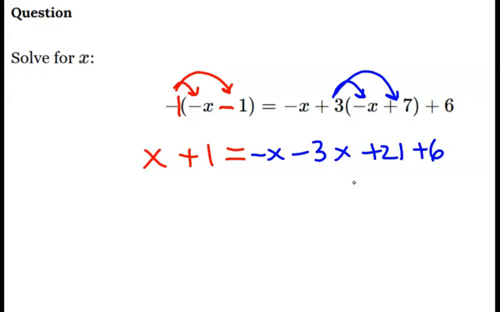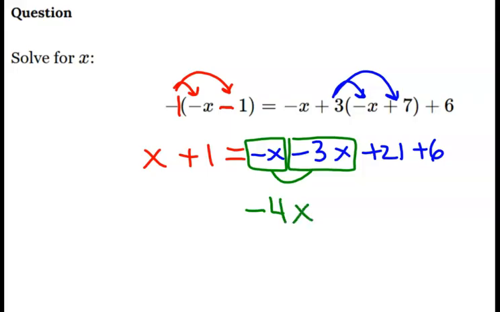On our right side, we have several terms that are alike. We have a -x and a subtraction 3x. And when we combine these two together, we get -4x. We also have a constant of positive 21 and positive 6. And when we combine those together, we get a positive 27.